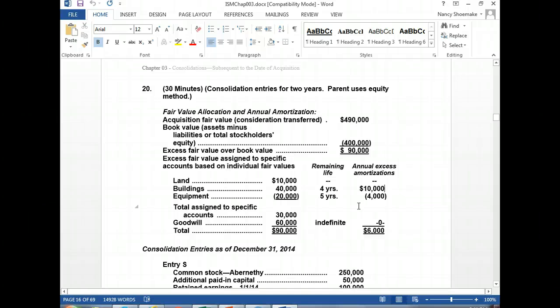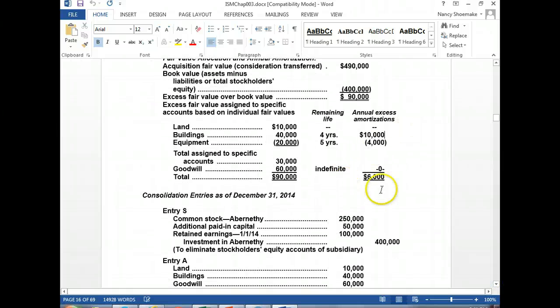Does that make sense? So we can see here that the $90,000 we paid in excess, really a net of $30,000 is getting applied to accounts. The 10 plus the 40 minus the 20, which gives us goodwill of 60. Any questions on that so far? We need to do that in order to do the consolidated entries that we're getting ready to do, because we need to know how much to allocate to amortization. Okay?